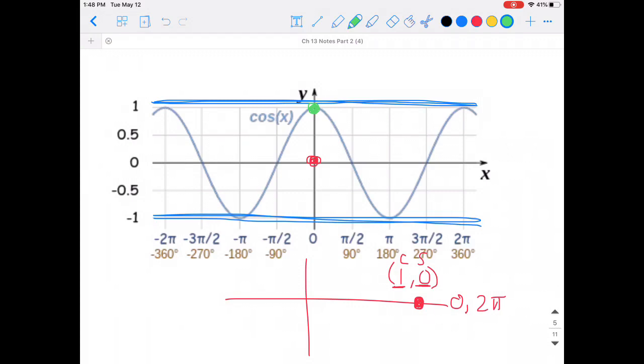There are also some other key points on this graph that we know from our unit circle, such as at 0 we're at 1, at 2 pi we're at 1, and at negative 2 pi we're at 1. At pi over 2, 3 pi over 2, negative pi over 2, and negative 3 pi over 2, our cosine value is 0. And for negative pi and pi, which would be the negative x-axis, we're at negative 1.